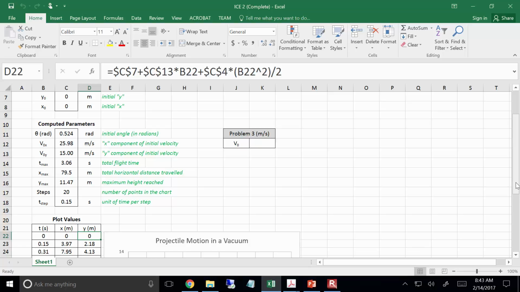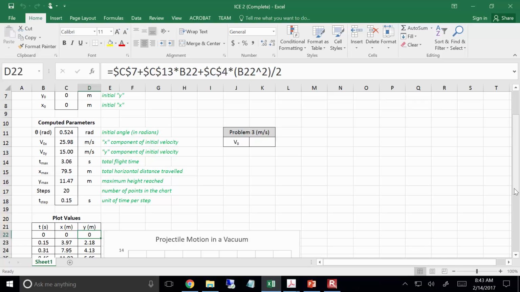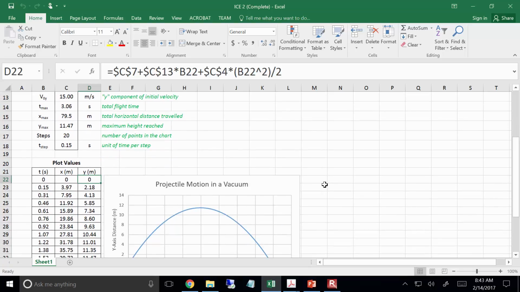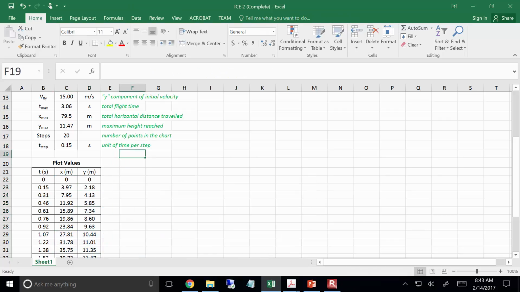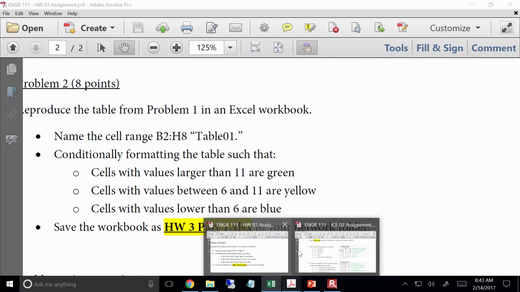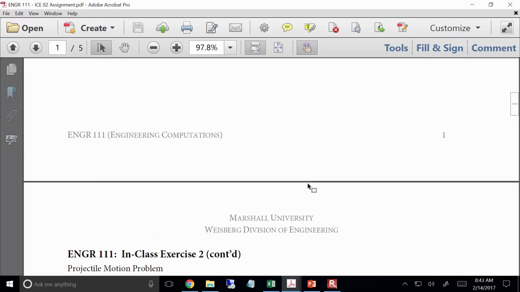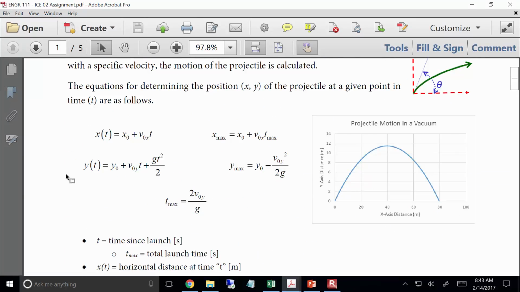Okay. Let me show you something real quick. When you compute your x and y plots, your x and y columns right here, let me delete the graph. You are going to compute each of those columns based off of these expressions right here. So I'm going to go ahead and tell you the expressions. Okay, it's those expressions right there.